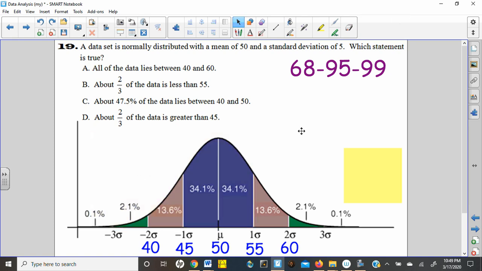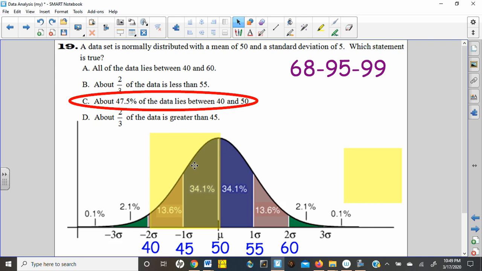What about 47.5% of the data is between 40 and 50? Well, let's break that down. Between one standard deviation is 68, which when you divide 68 by 2, you get 34 and 34. Two standard deviations is 95%. So if you divide 95 by 2, half of 95 on each side of the mean, that is 47.5. Boom, there you go. And so that's how we break that down.